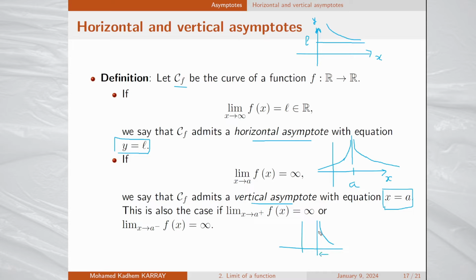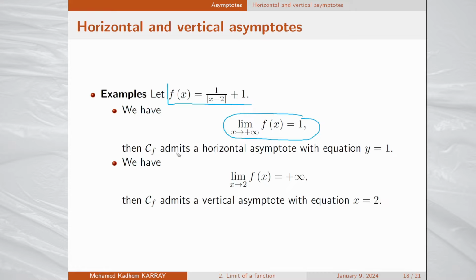Let's see together an example. Consider the function f given by this expression. So the limit of f as x goes to plus infinity: here you get plus infinity over plus infinity, which is 0, plus 1, the limit is 1. So since the limit of f equals 1, the curve of f admits a horizontal asymptote with equation y equals 1. So I make a figure here.